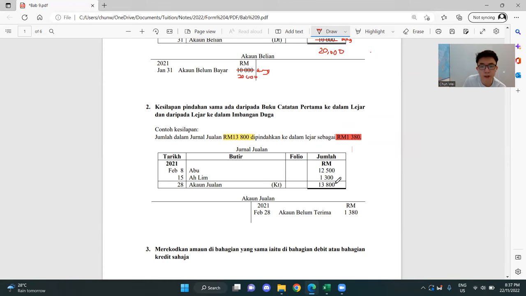So from here, you can see that your jurnal jualan sudah betul, 13,800. But when you post it to your jualan, you miss out a zero. Can you see or not? It should be 13,800. One more zero missing. So this is a kesilapan, this is a mistake. So what are you going to do? Do the same thing. Cancel it, put your signature, your initial, and then below it, put the correct amount.